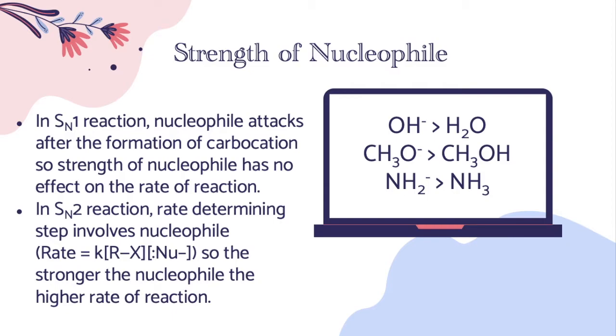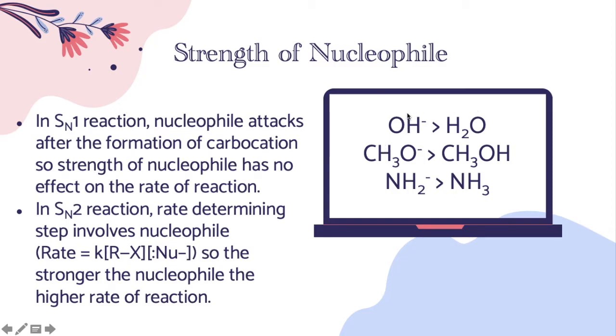In SN2 reaction, the rate determining step involves the nucleophile. So remember, this is a second order reaction. Rate equals k[haloalkane][nucleophile]. This is the rate for SN2 reaction. So we know that nucleophile concentration affects the rate here. The stronger the nucleophile, the higher the rate of reaction in SN2 mechanism.